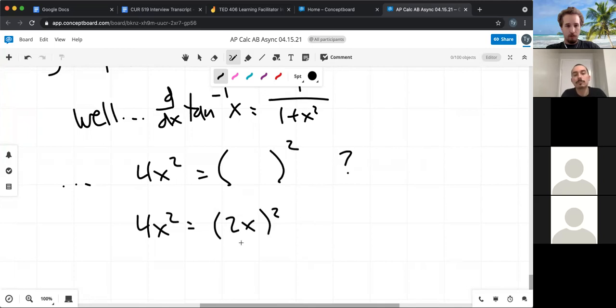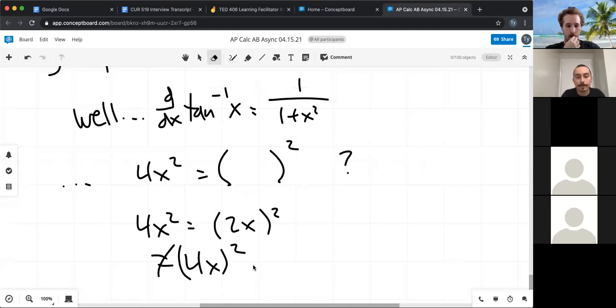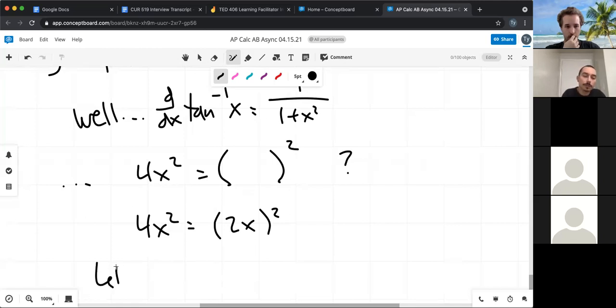Two. Right, so we would need to distribute this squared to both of these terms. So 4x squared is not the same as 2x squared. Okay. Okay, so let's let u be 2x.